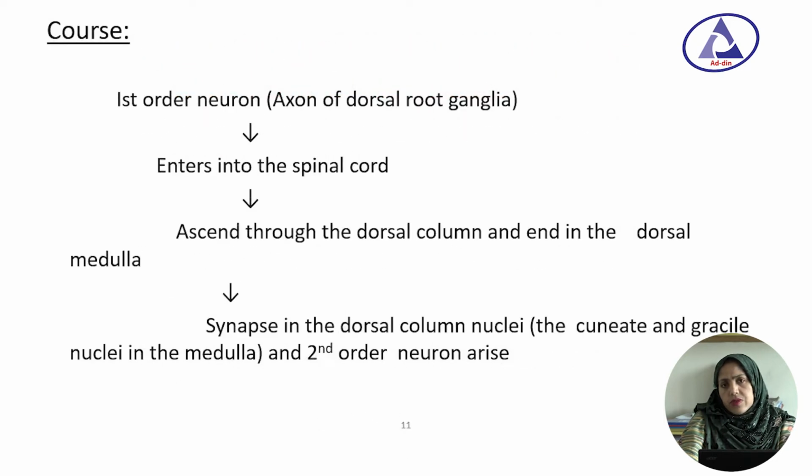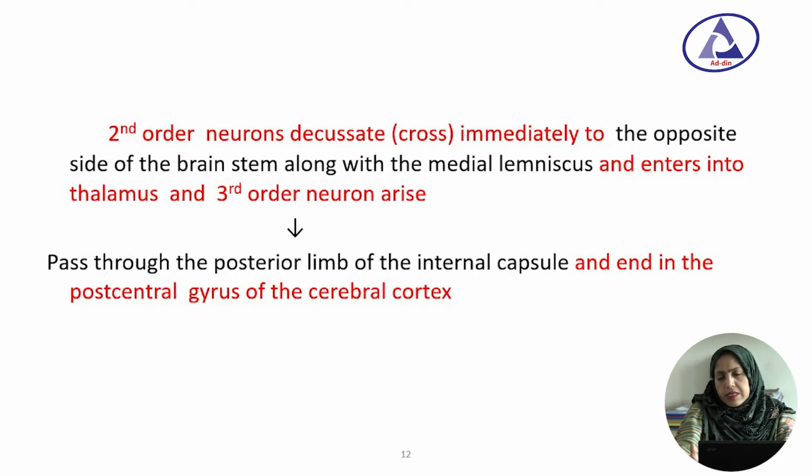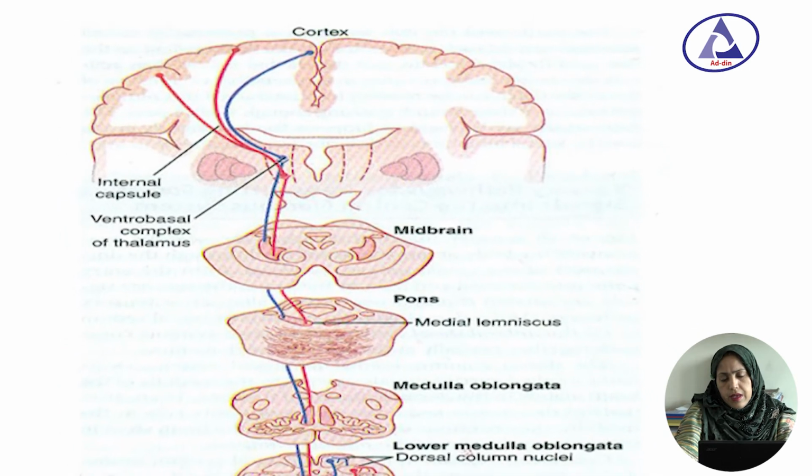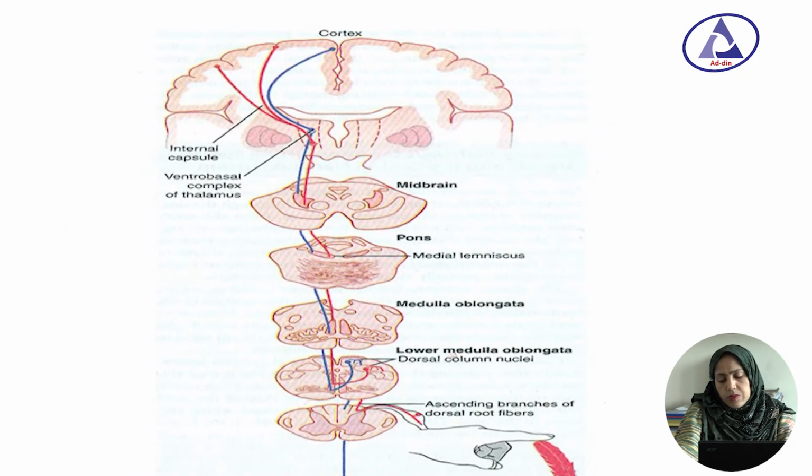Course: the first order neuron is the axon of the dorsal root ganglia. It enters the spinal cord, goes through the dorsal column and up to the dorsal medulla. Then it synapses in the dorsal column nuclei: the tract of Goll synapses with the nucleus gracilis, and the tract of Burdach synapses with the nucleus cuneatus. Then the second order neuron arises. The second order neuron decussates immediately to the opposite side and ascends in the brain stem along with the medial lemniscus and enters the thalamus, and the third order neuron arises. Then it passes through the posterior limb of the internal capsule and reaches the postcentral gyrus of the cerebral cortex. And this is the figure of the tract of Goll and the tract of Burdach.